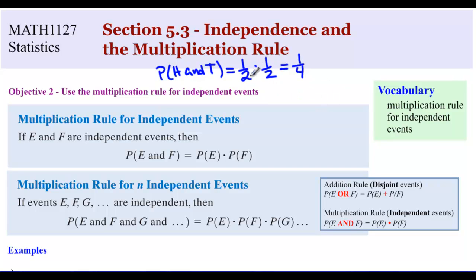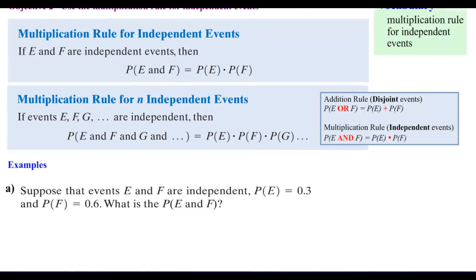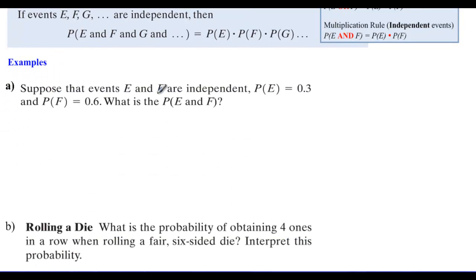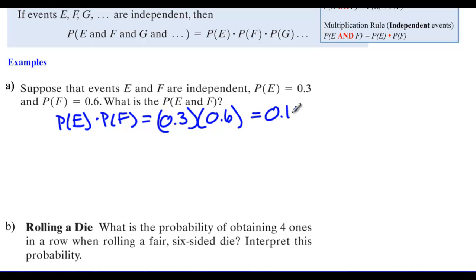Now this example is just for two events, so the probability of flipping a head and then flipping a tail, so on 2 flips, but you can have a whole list of them, and you're just going to multiply all the probabilities together. So for A, suppose that events E and F are independent. The probability of E is 0.3, the probability of F is 0.6. What's the probability of E and F? And again, the probability of E and F is just going to be the probability of E times the probability of F. So we're going to have that 0.3 times 0.6, which is going to give us 0.18. And again, we're ending up with a smaller number than either one of these individually.